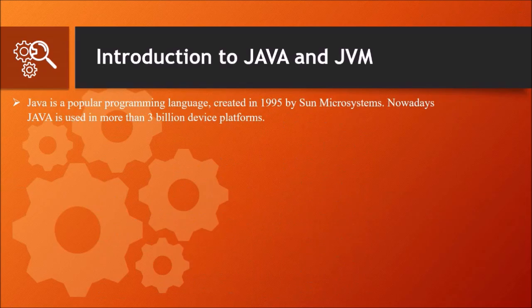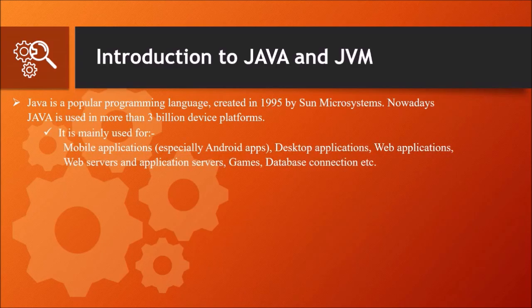Java is a programming language which was created in 1995 by Sun Microsystems. Nowadays, Java is used in more than 3 billion device platforms. Java is mainly used for mobile applications, especially Android apps, desktop applications, web servers, application servers, games, database connections, etc.